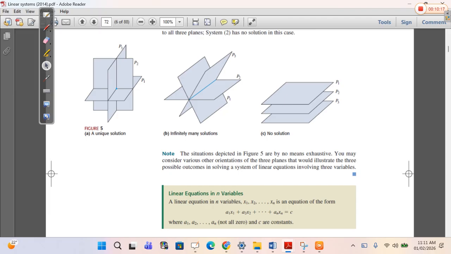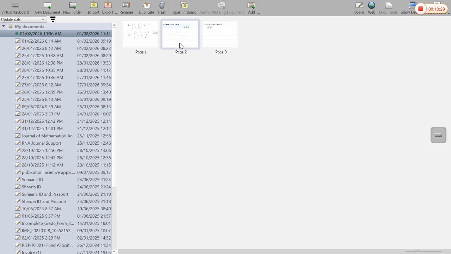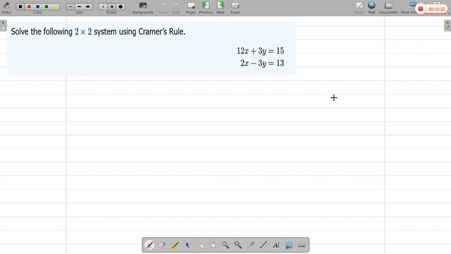Right? So first let us see how to solve a 2 by 2 system using Cramer's rule. Right? Just follow these steps. It will be so easy. Step 1. Write the given equation into a matrix form.